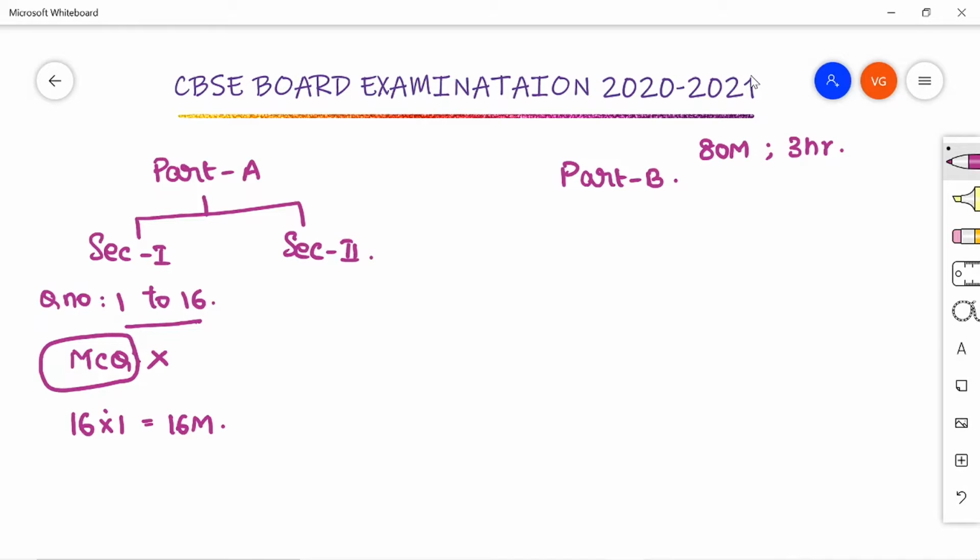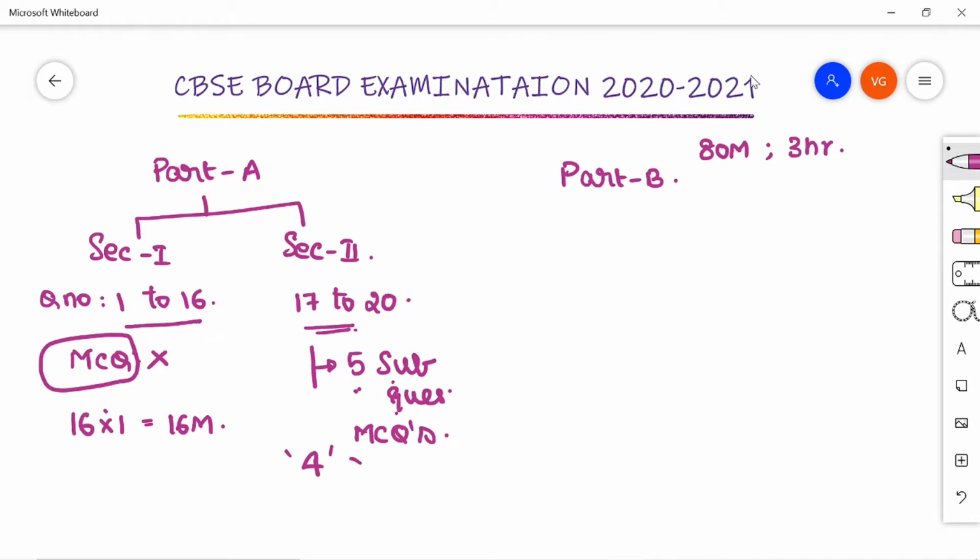Coming to section 2, it has 4 questions, that is question number 17 to 20. All the 4 questions are case study based questions. Each question has 5 sub questions, right? Each sub question has options, so all these are MCQs. Out of each 5 questions, you need to answer only 4 questions, for all 4 case studies.